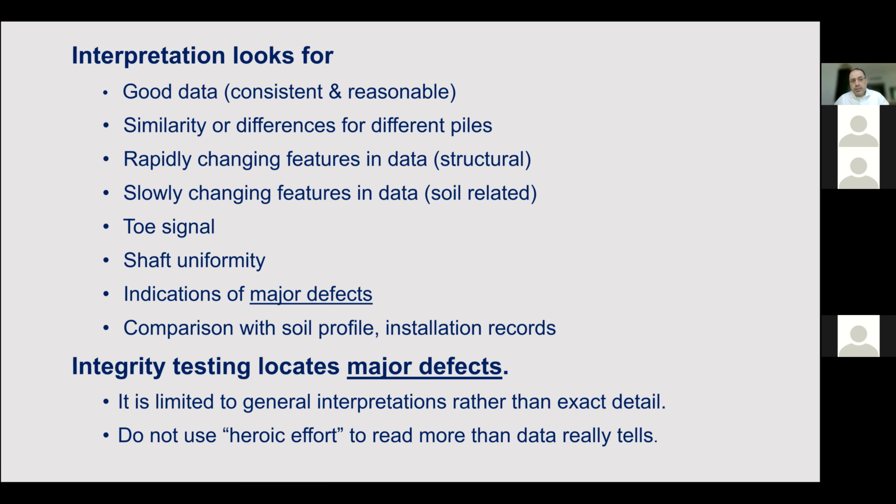Usually, if there are rapid changes in features in the data, it indicates that there's a structural component that is the source of the impedance change. If it's a slowly changing feature, usually it's soil related. We definitely like to see a toe signal because this indicates that the stress wave was able to penetrate to the toe and get reflected back. So it gives an indication about the shaft integrity and shaft uniformity, and then the interpretation will, if it sees something, indicate there's a major defect.